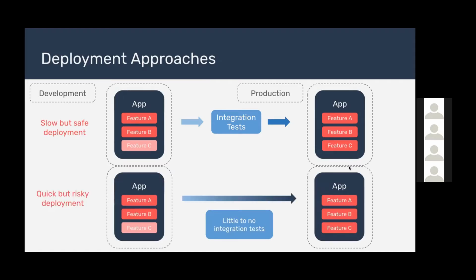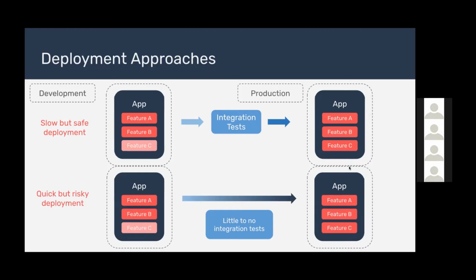The other end of the spectrum is a quick but risky deployment approach. And this pipeline can involve little or even no integration tests. The advantage is this pipeline enables teams to work in a highly agile manner, but the disadvantage is that it increases the likelihood that bugs will occur in production.